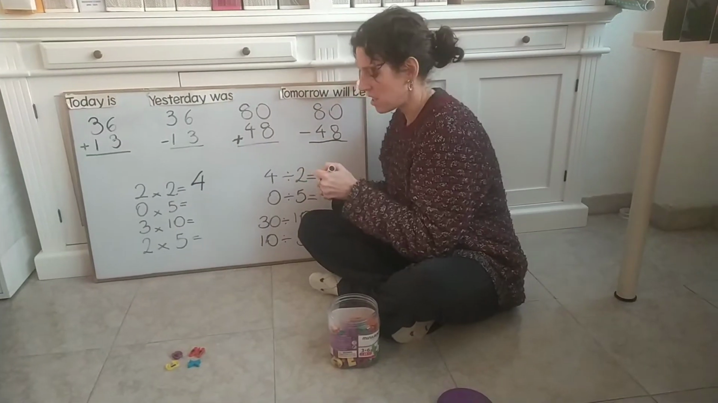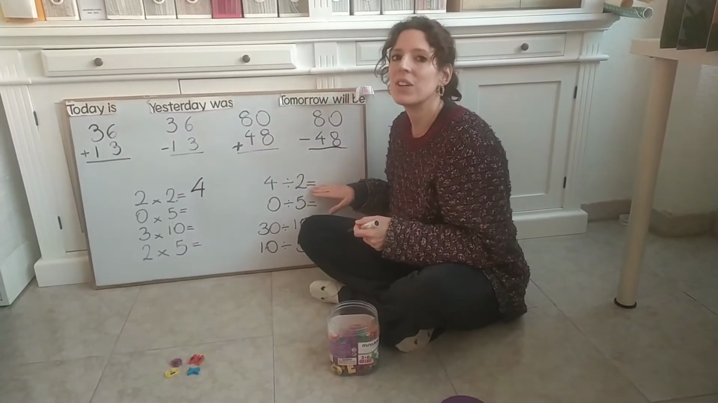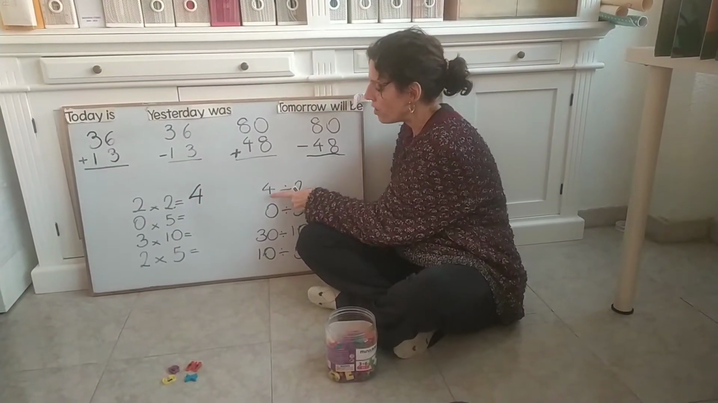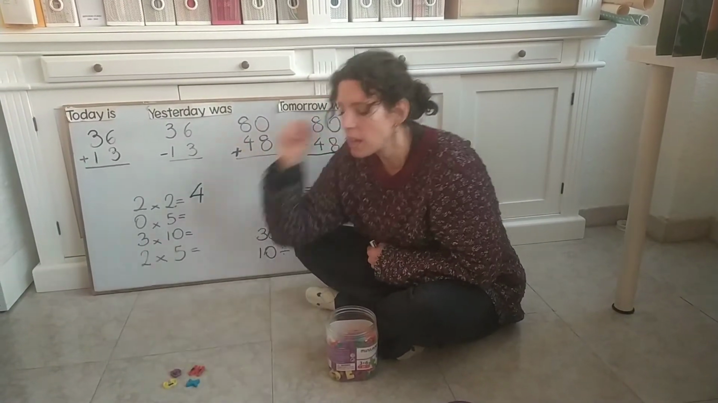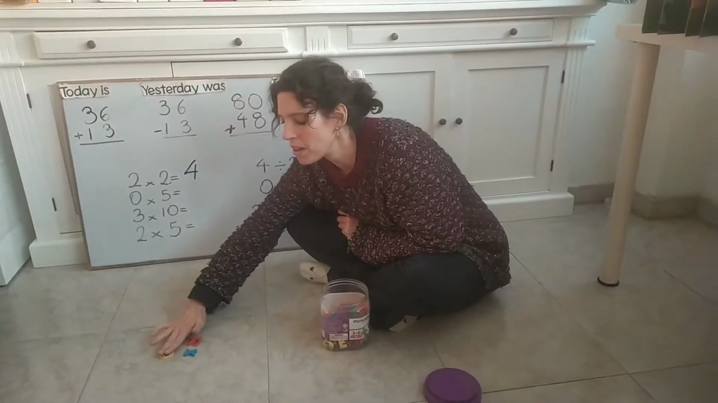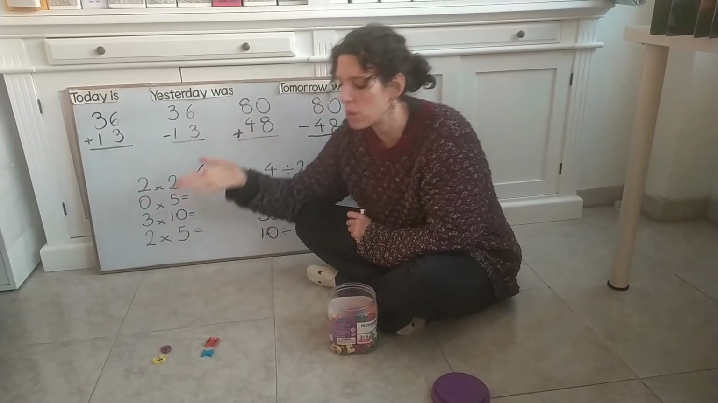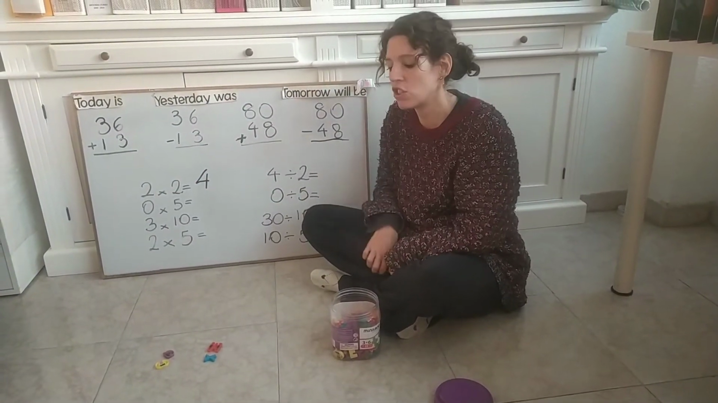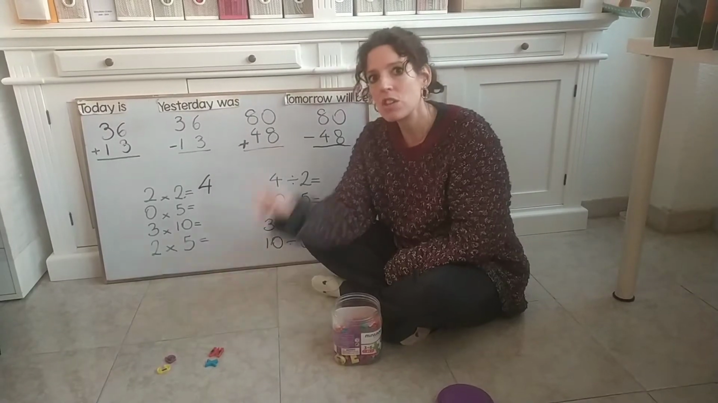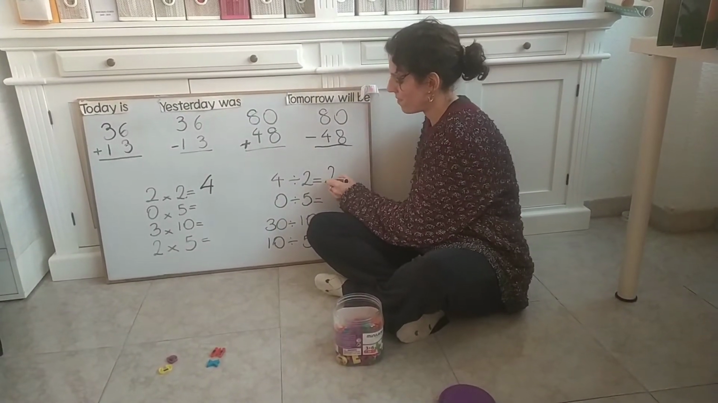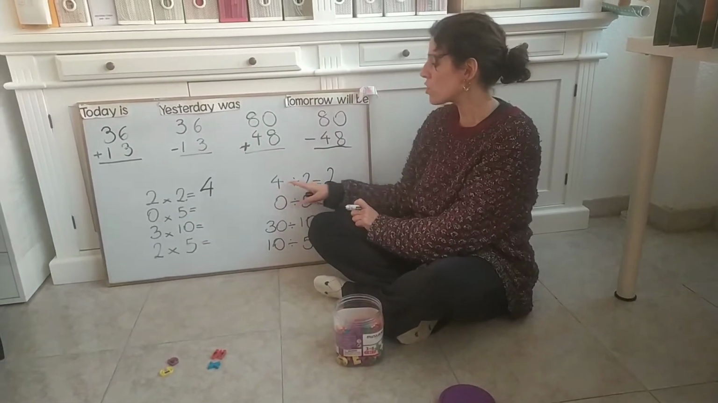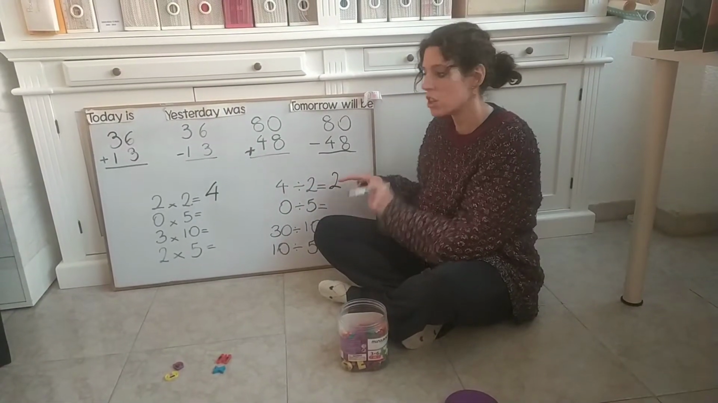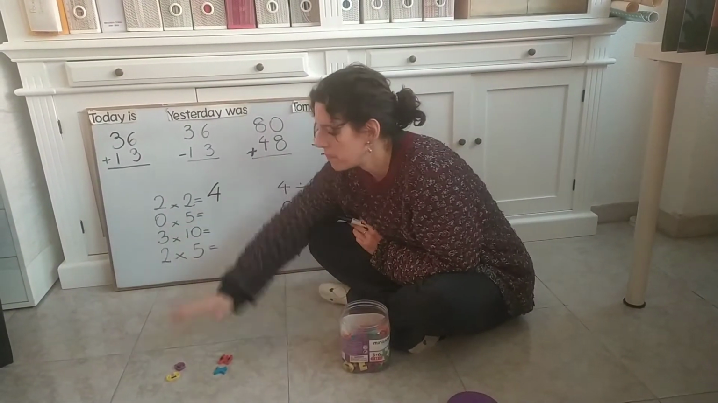So let's take this directly onto the other side. I've got here 4 shared into 2 groups. My groups are already made. 1 group, 2 groups. How many do I have in each group? 2. Can we see? 2 times 2 is 4. 4 shared into 2 is 2. Let's do the next one.